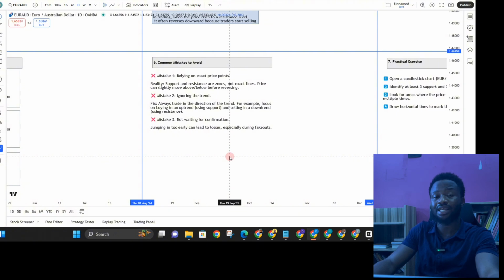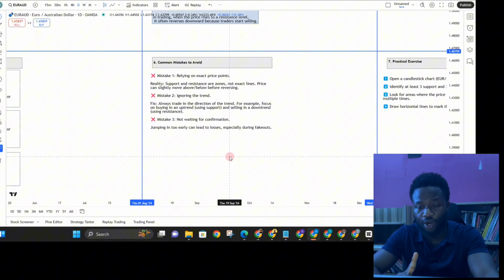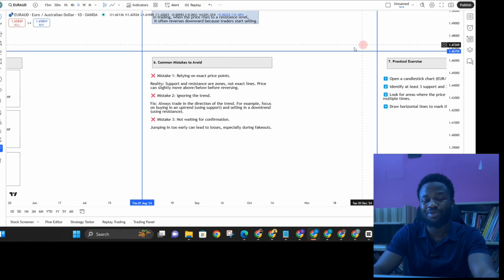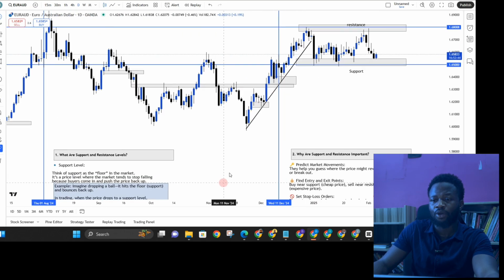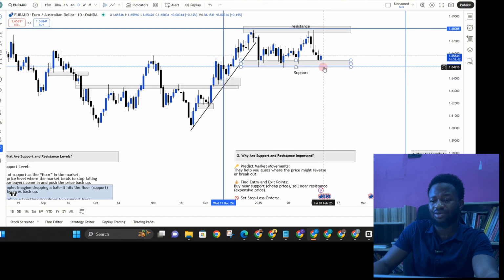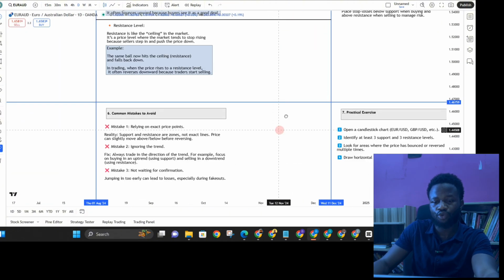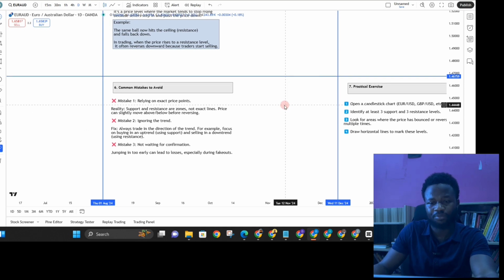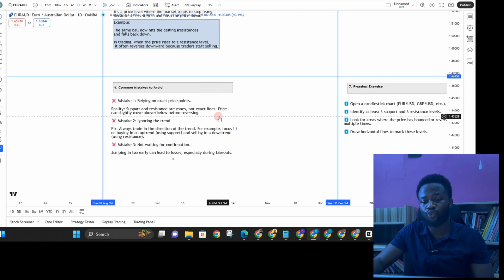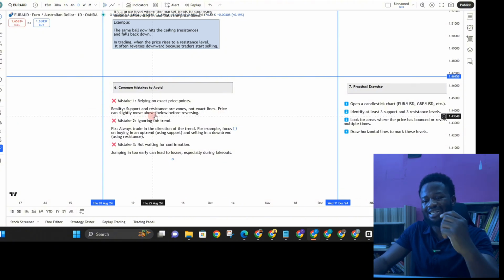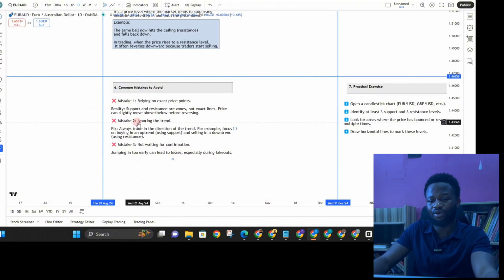All right, so these are common mistakes that should be avoided. Number one, relying on an exact price point. Like I told you, if you just look at this blue line as, oh, this is the support, gone. Here it did not touch it, and this is a live market, the price might just pick up and break this resistance and start going up. But because you were waiting for the exact price, it might not happen. So don't rely on exact price. The reality is that support and resistance are zones, not exact lines. So price can slightly move above or below before reversing.